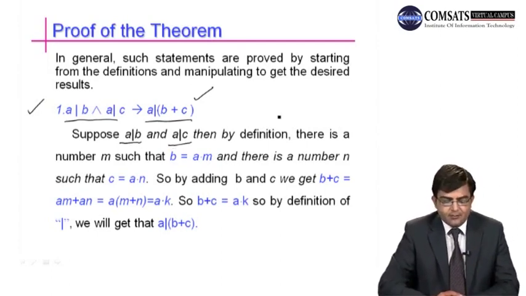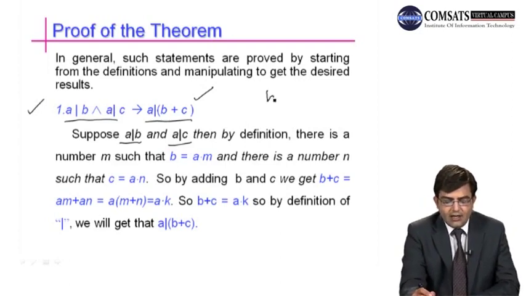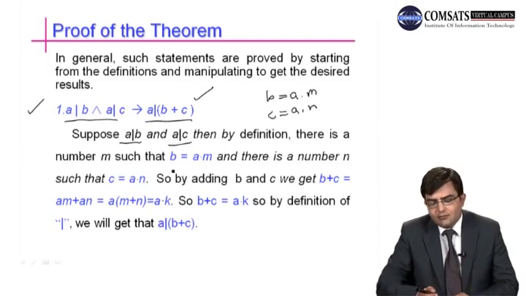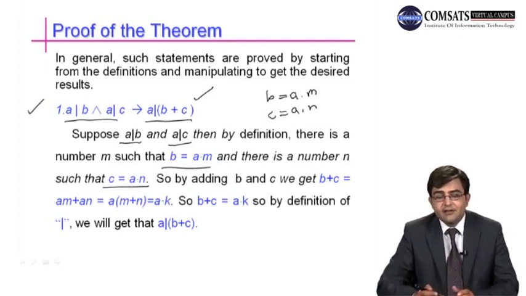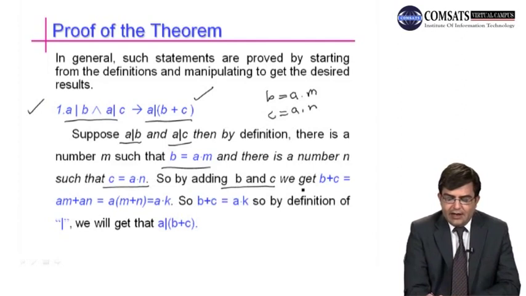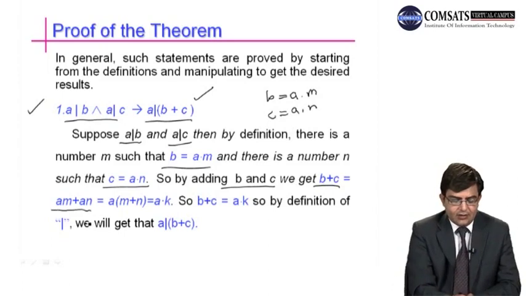Then by definition of division, we can write B as a product of A and some integer m, and similarly if A divides C, then C can be written as A times some integer n. Here we have written this by the definition of division. Then by adding B and C, we get B plus C is equal to AM plus AN, and we can take the common A outside, so we can write A times (M plus N).